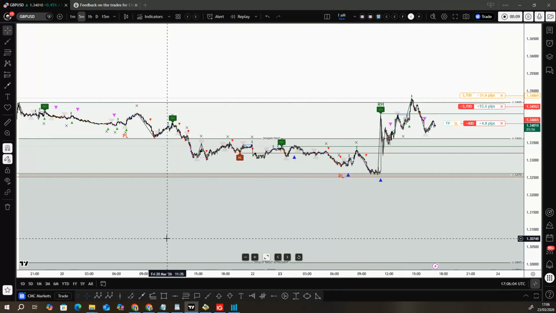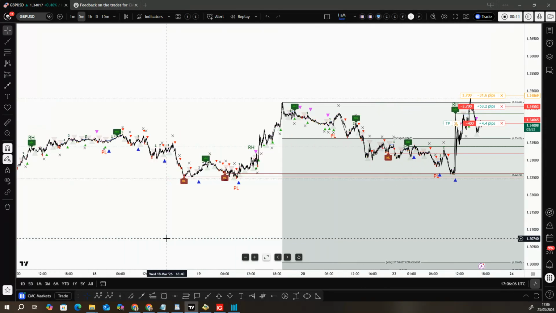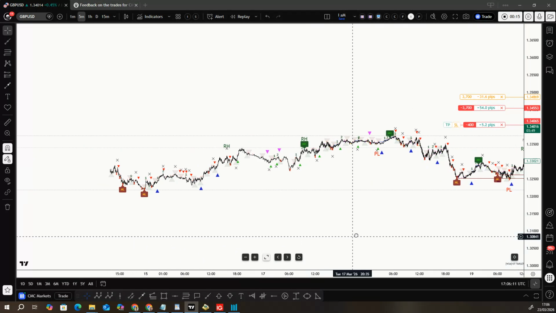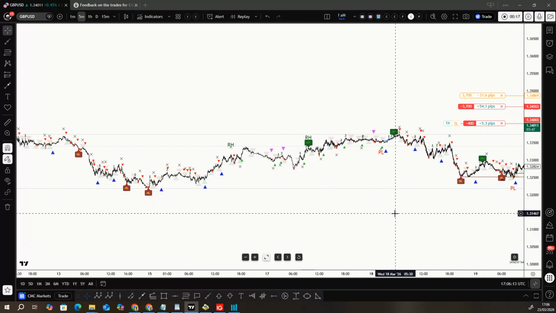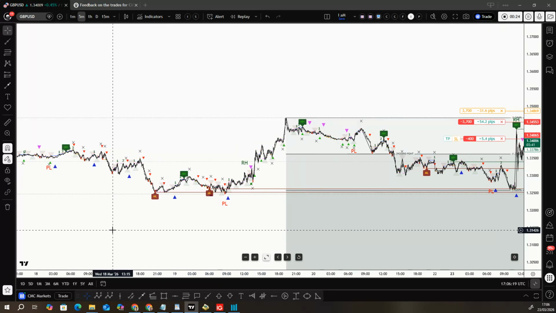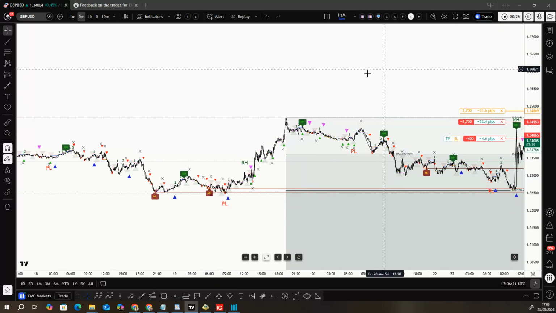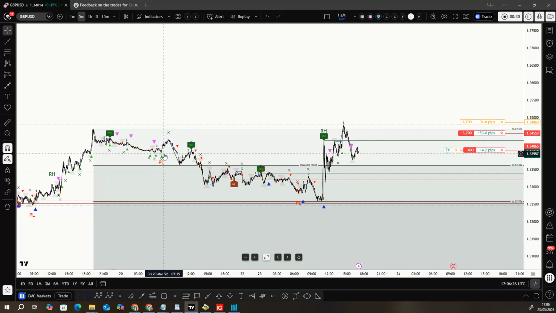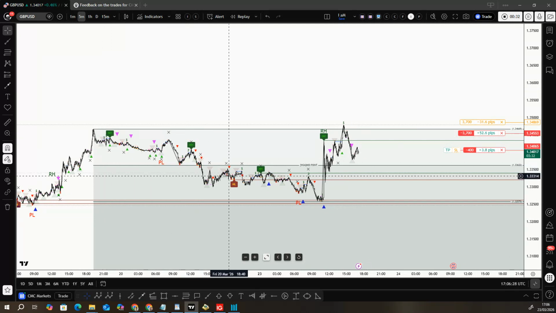Last week was very eventful. The only trade that I took last week was on the pound US dollar, and I'm sure you guys followed some of the trades that I posted. We were buying, we were selling, we were buying, we were selling, and we had a failure on Friday, which was a very good trade.